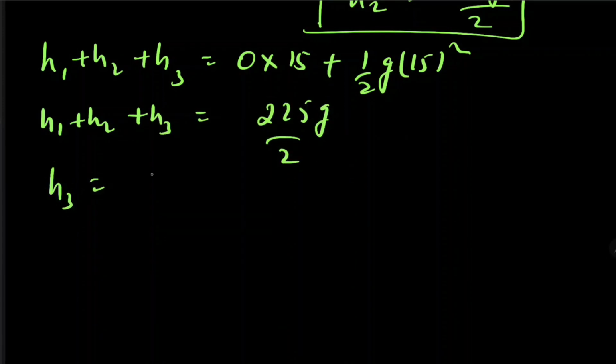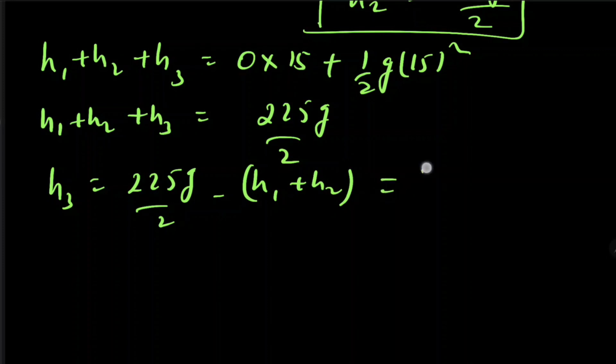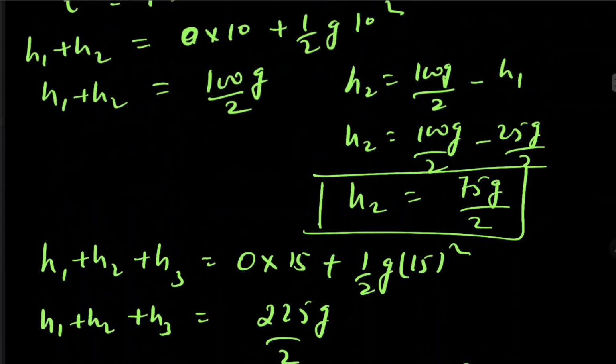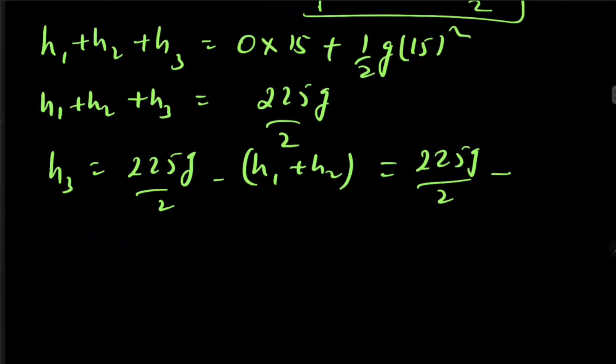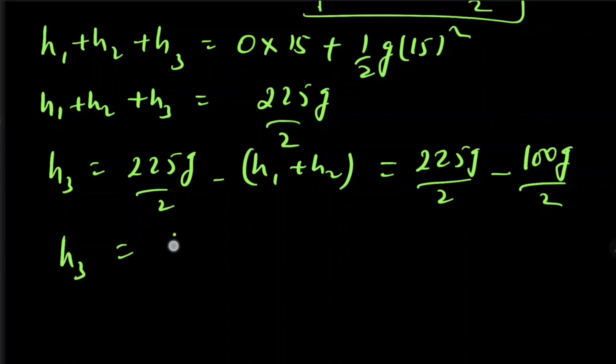Now h3 will be equal to 225 g by 2 minus h1 plus h2. So it will be 225 g by 2 minus, where h1 plus h2 is equal to 100 g by 2. So put in the values. It will be 100 g by 2. So h3 will be equal to 125 g by 2.